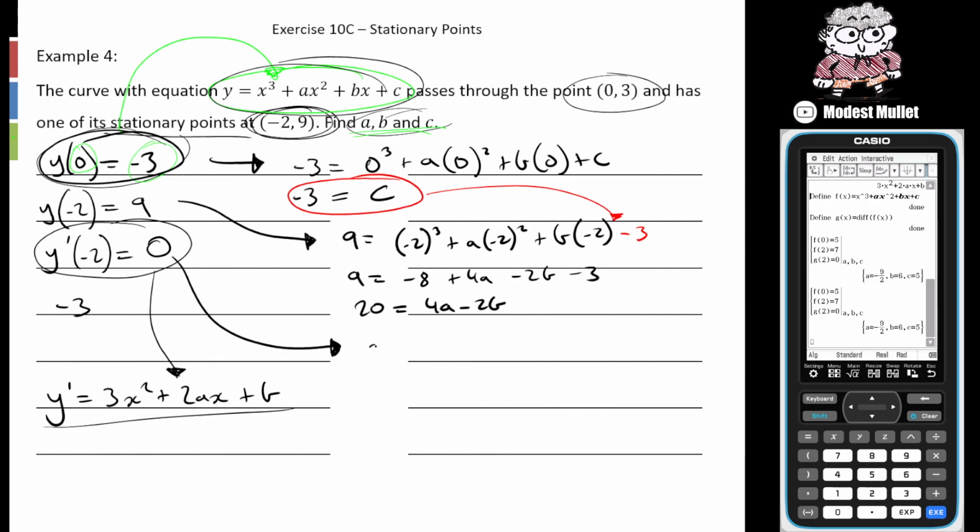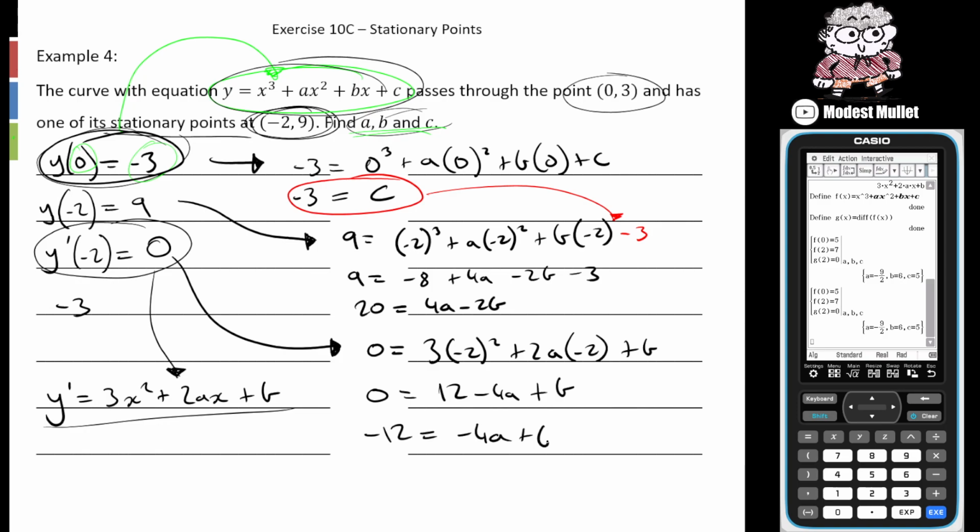So I'm going to get 0 is equal to 3 by -2 squared plus 2a by -2 plus b. I get 0 is equal to 4 by 3 is 12, plus, no, that's minus 4a plus b, so I get negative 12 is equal to negative 4a plus b. So now I have two equations left over because I already had my c sorted. I've got two equations from there, and then I'd use simultaneous equations to solve those.